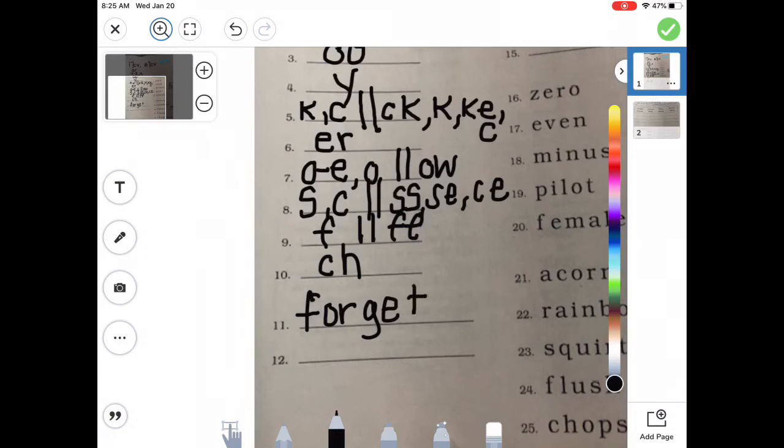How about the word form? F, very good. Then or, O-R, very good. And then M, form, perfect.